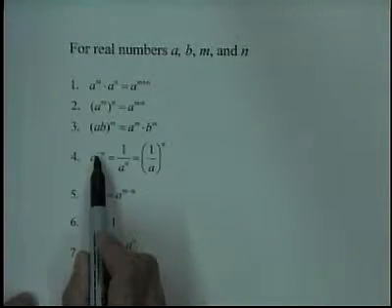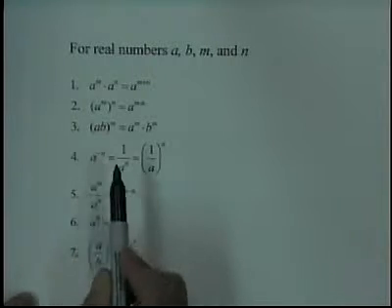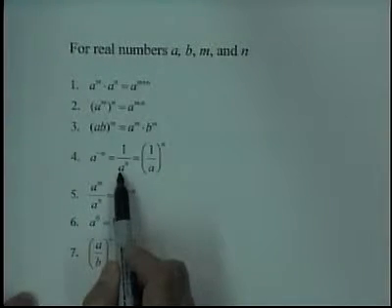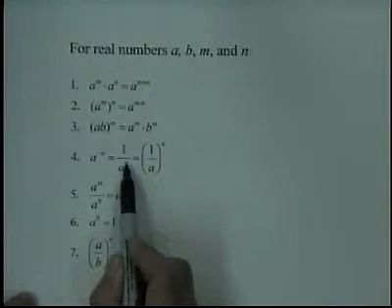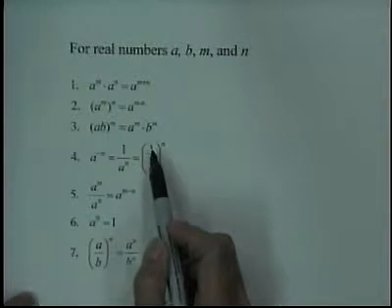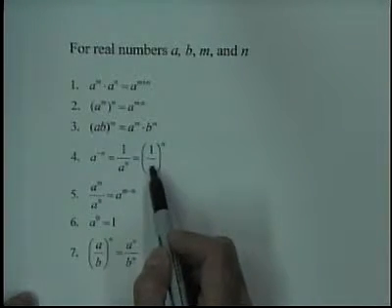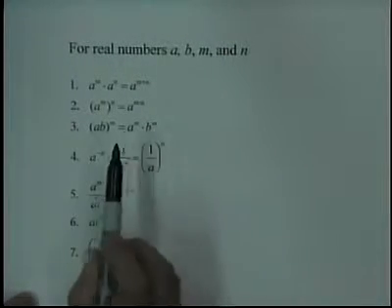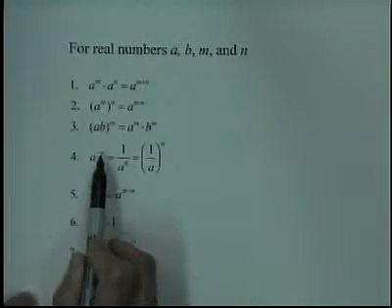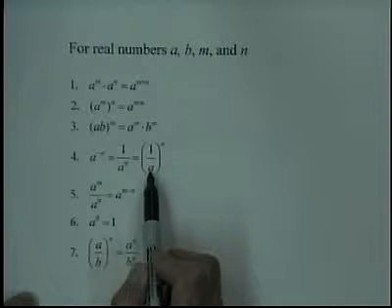If you have a base to the negative n power, that can be written as 1 over that base a to the n power, which is the same as the fraction or reciprocal of a, 1 over a, to the positive n. So you could skip the middle step and say a to the negative n is the reciprocal of a to the positive n.